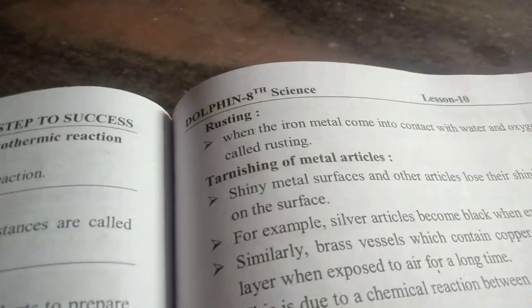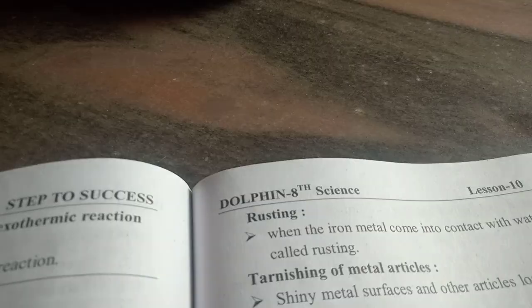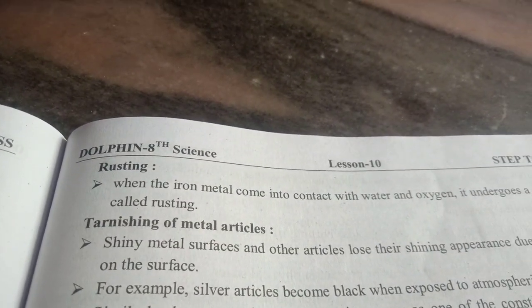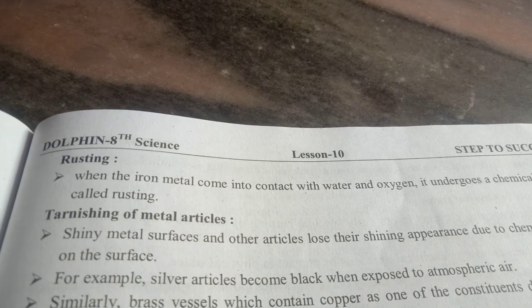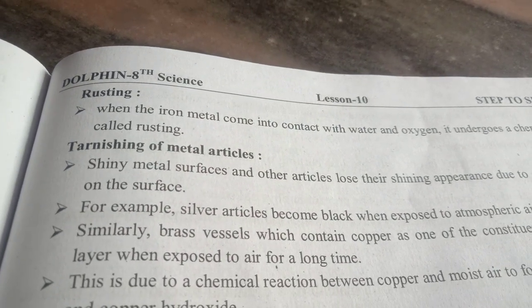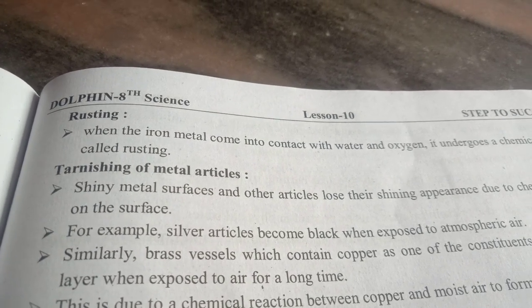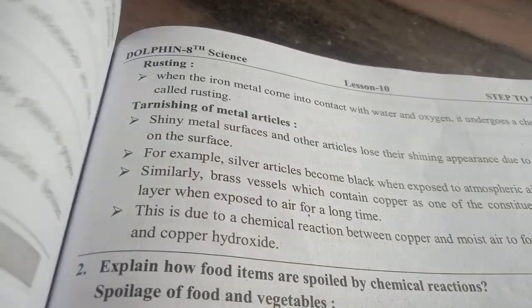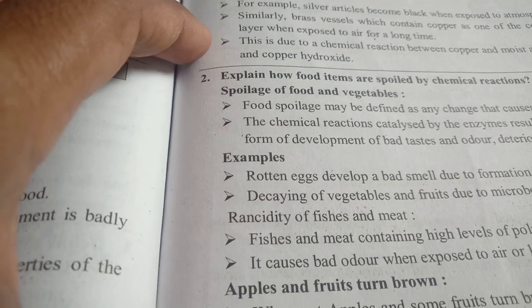Rusting is the most important question, asked many times in examinations. When iron metal comes in contact with water and oxygen and undergoes a chemical reaction, it is called rusting. Tarnishing of articles: shiny metal surfaces and other articles lose their shining appearance due to chemical reaction on the surface. Explain how food items are spoiled by chemical reaction.